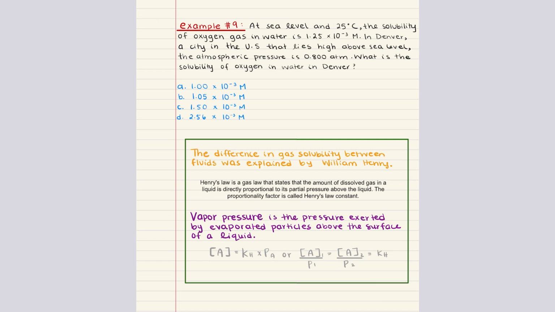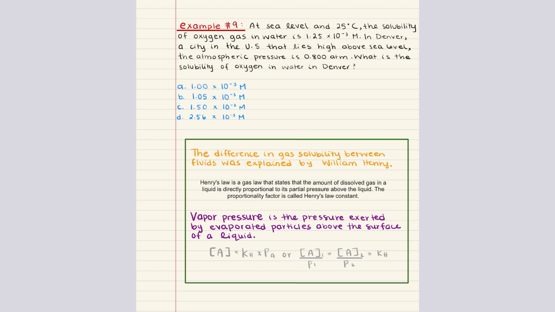Problem 9 says at sea level and 25 degrees Celsius, the solubility of oxygen gas in water is 1.25 times 10 to the minus 3. In Denver, a city in the US that lies high above sea level, the atmospheric pressure is 0.8 atmosphere. What is the solubility of oxygen in water in Denver?